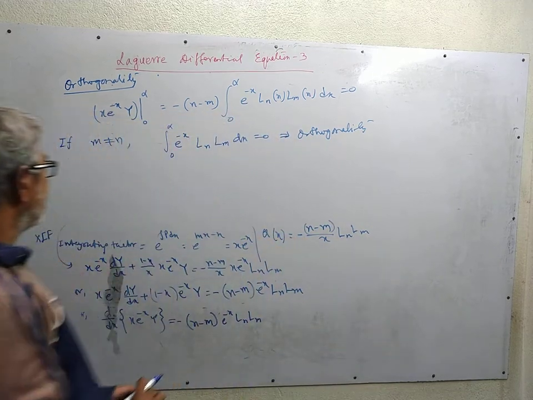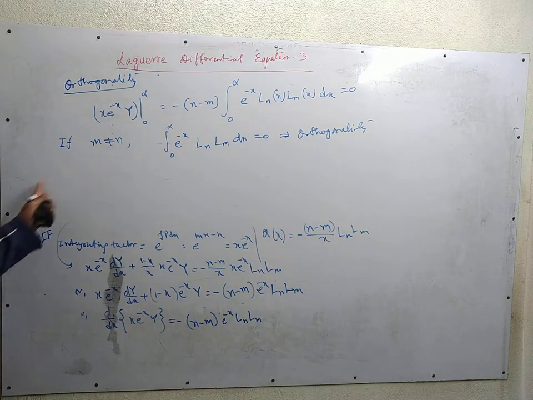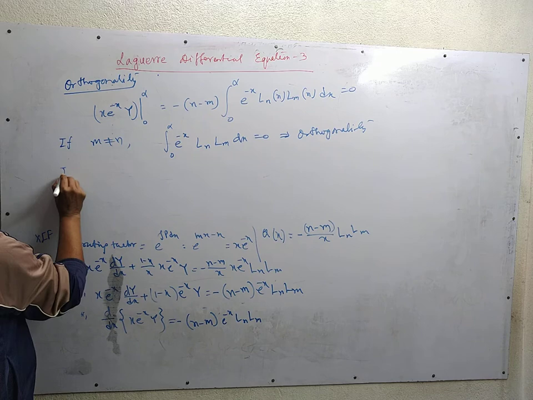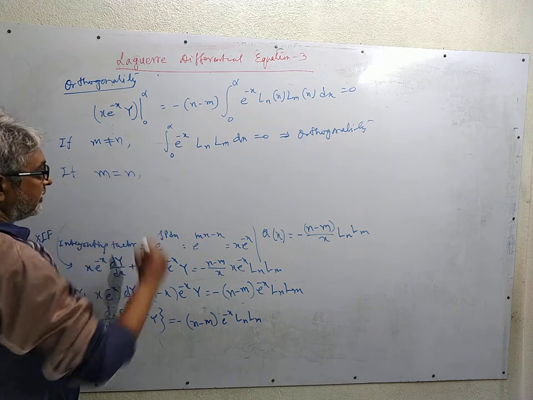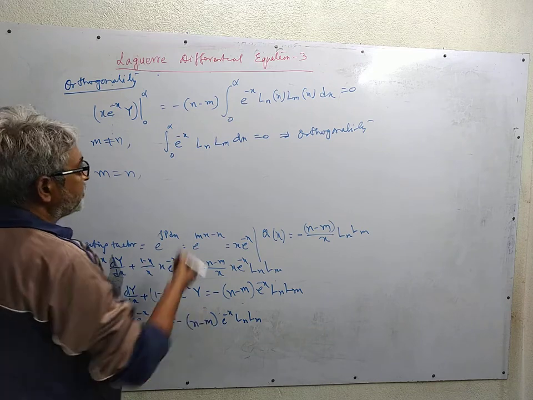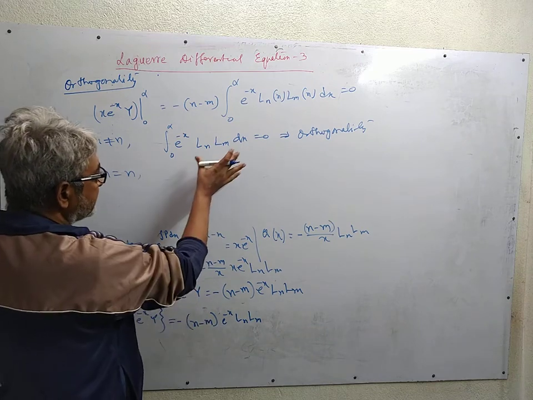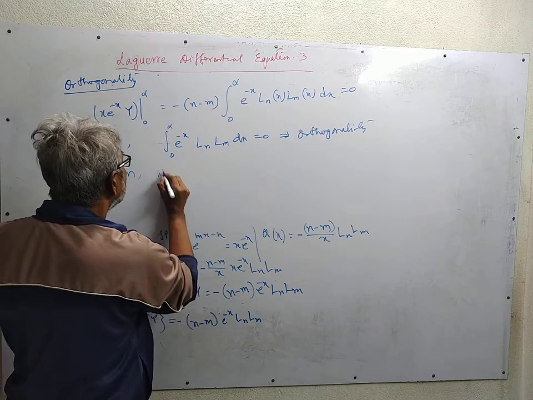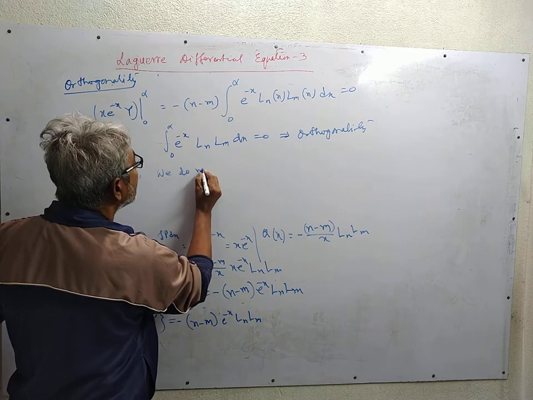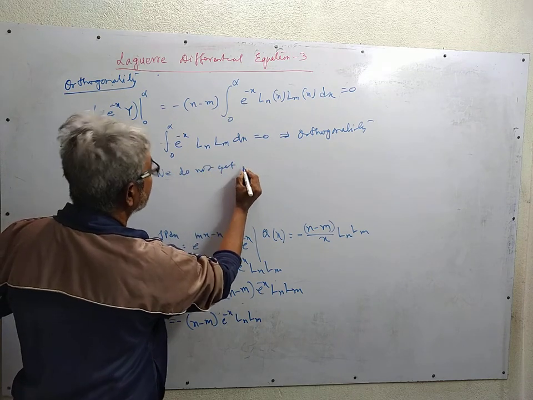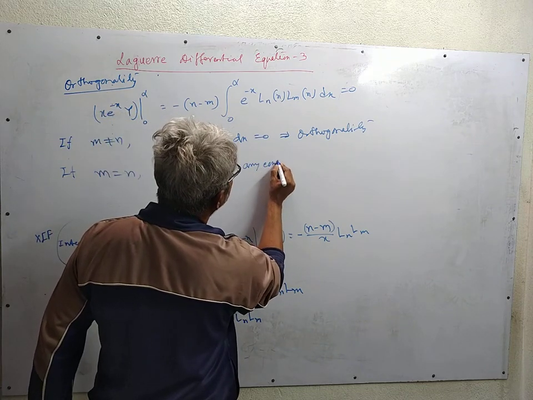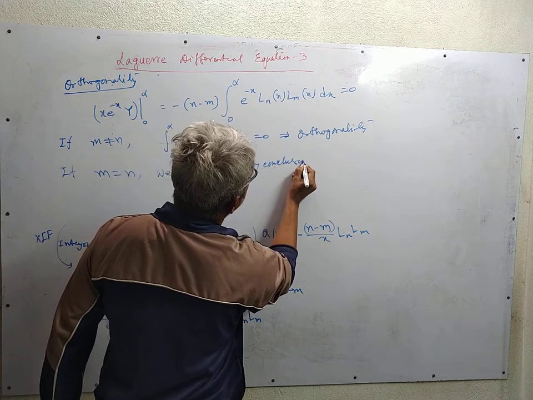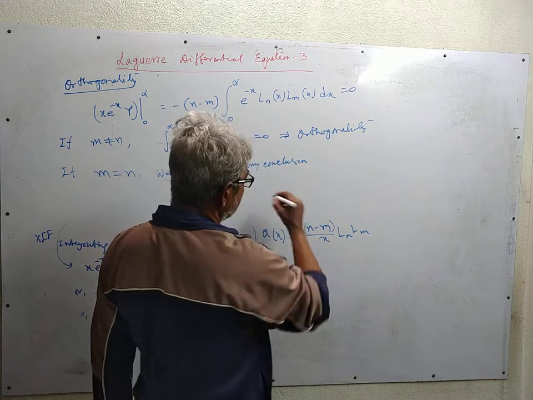Coming to the normality condition. If m is equal to n, we do not get any conclusion from this calculation.